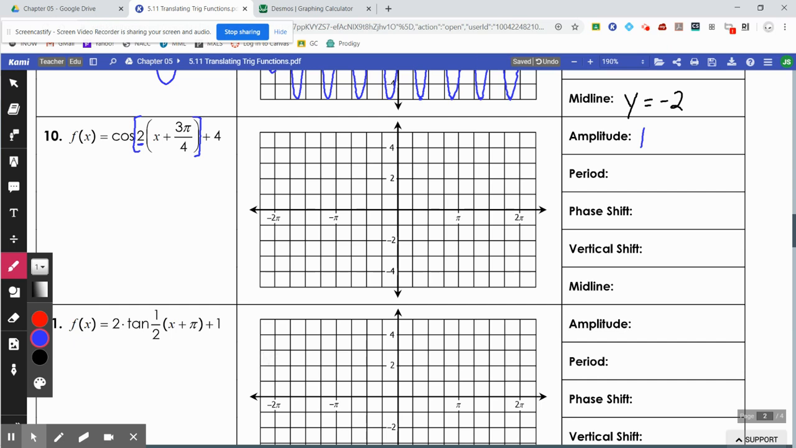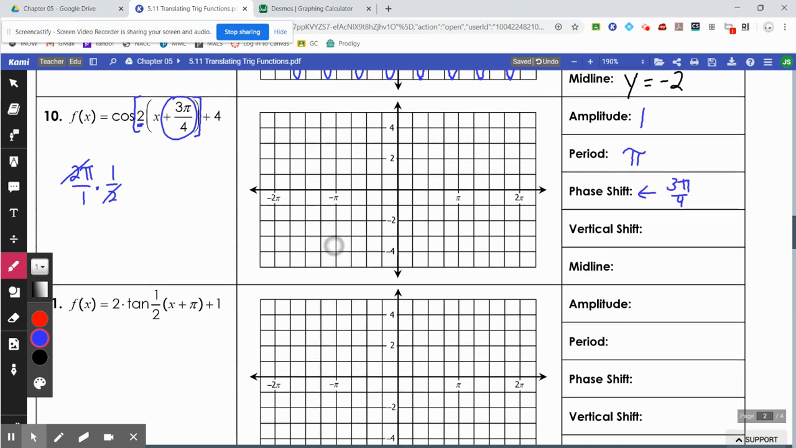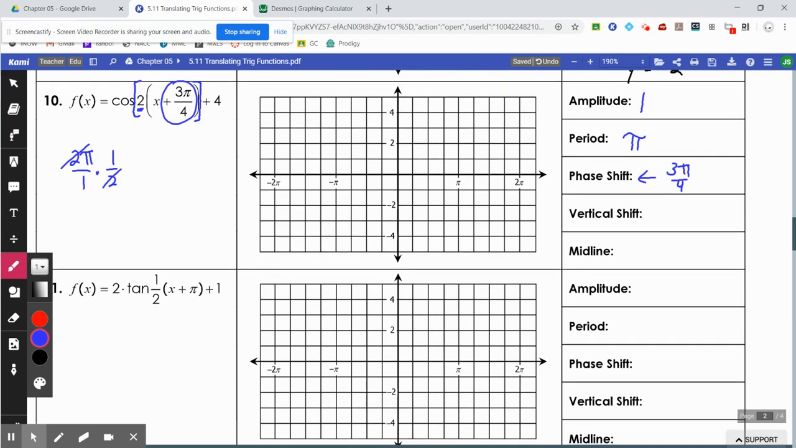Normally, you have a period of 2 pi for a cosine curve. However, we're going to multiply by the reciprocal of this 2. The 2's cancel, and we will now have a period of pi units. We have a phase shift here. That's going to shift it left 3 pi over 4, which is 135 degrees. We have a vertical shift that's going to move it up 4 units.